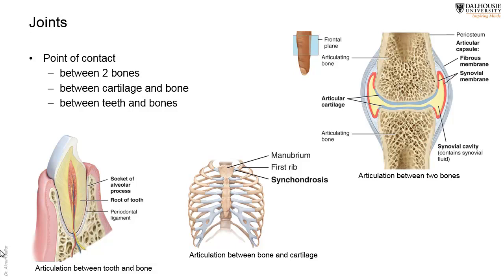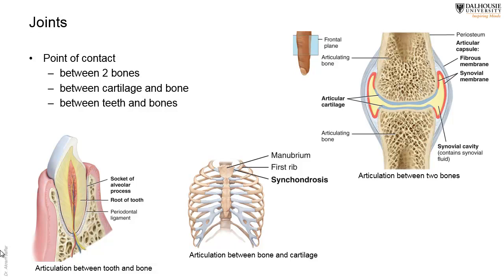Remember that ribs anteriorly articulate with costal cartilages. So this is an example of a joint between a cartilage and a bone, or it could be a joint between a tooth and a bone. It has a special name called Gomphosis. So this is a joint between the bone and the tooth.